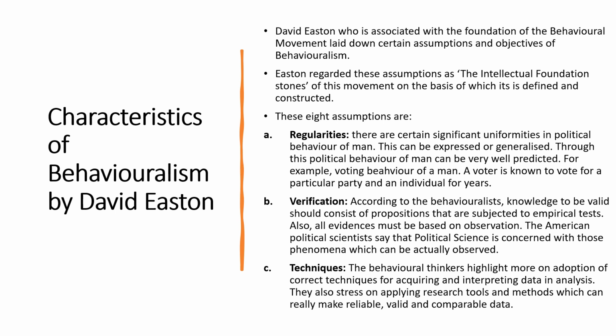Second, verification. According to the behavioralist, knowledge to be valid should consist of propositions that are subjected to empirical tests. Also, all evidences must be based on observation. The American political scientists say that political science is concerned with those phenomena which can be actually observed.